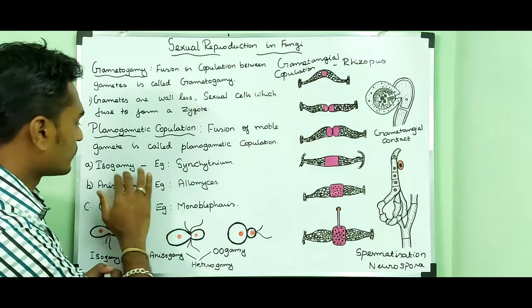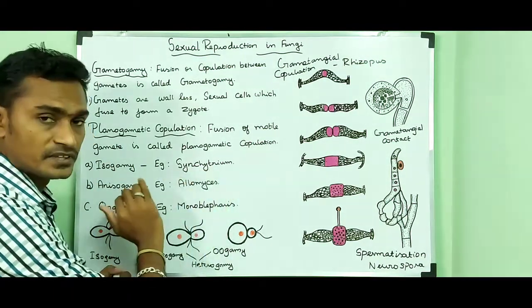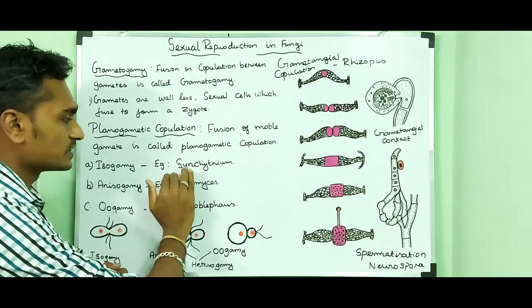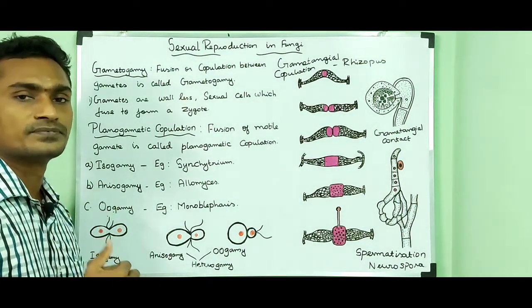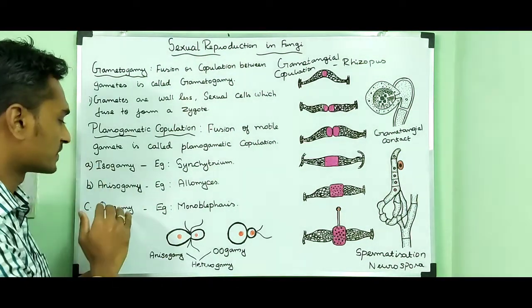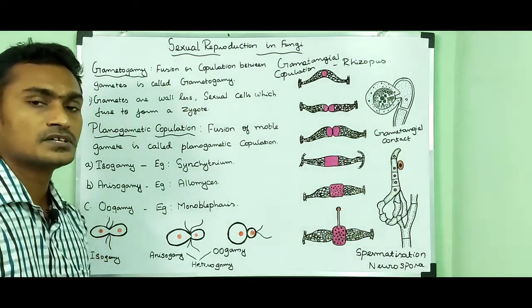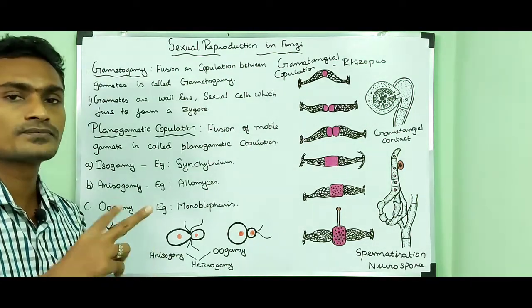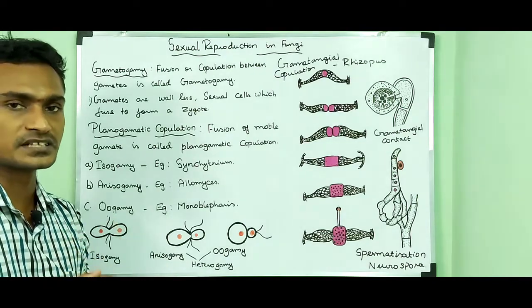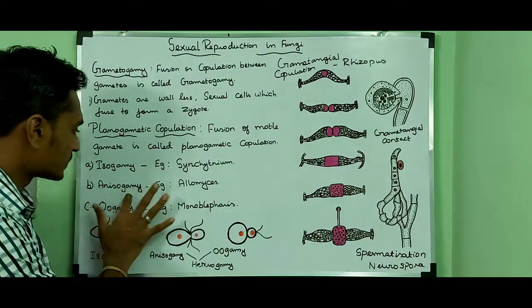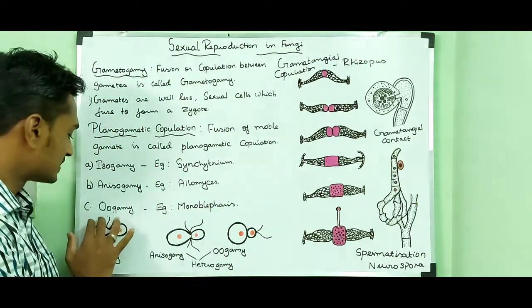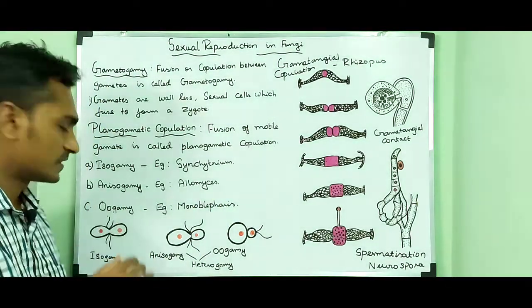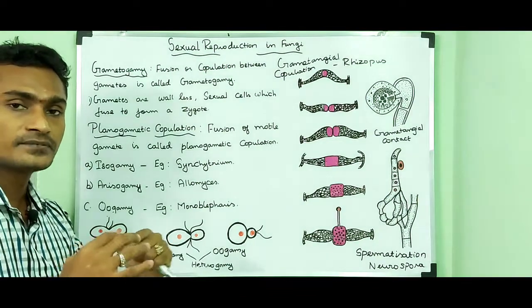An example for isogamy is syncytium. Then anisogamy. Aniso means different. So the fusion of physiologically or morphologically dissimilar gametes is called anisogamy. Example: allomyces. Then the third condition, oogamy, is the advanced condition.